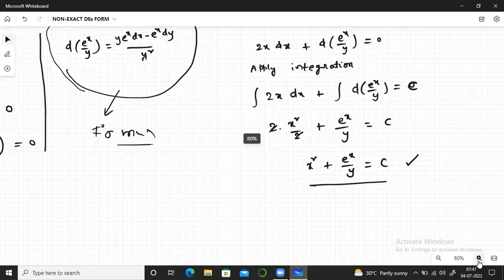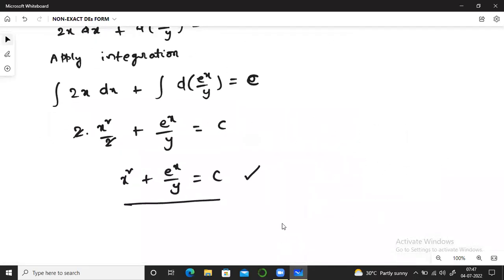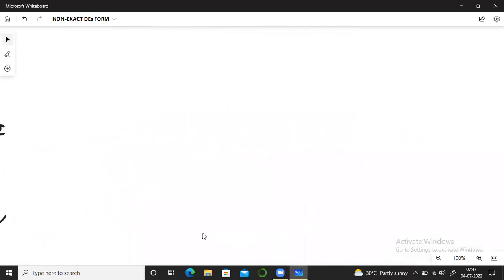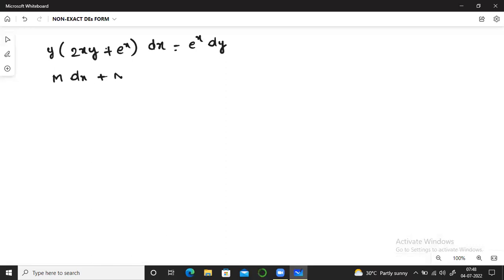But by this time, you should get one doubt. That same question I am writing once again. So the question is this, right? y into 2xy plus e to the power x into dx is equal to e to the power x into dy. This is the question. Now we have seen many methods, right? This is the problem I have to solve. It is looking like mdx plus ndy is equal to 0 form, which is very simple.